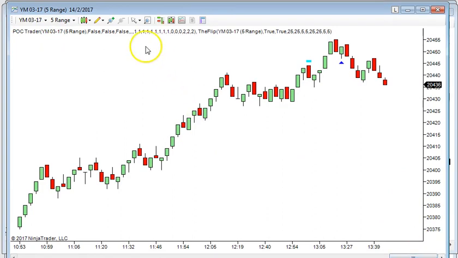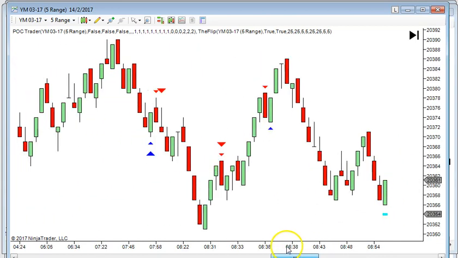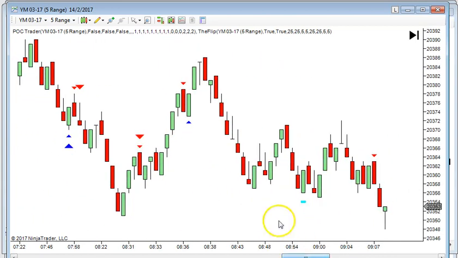Now this is the flip. Its settings are 5 and 25. It's going back to 8:30, which is in here. Okay, so you got these sells, which didn't work out. You got this sell, which comes right back with the buy.